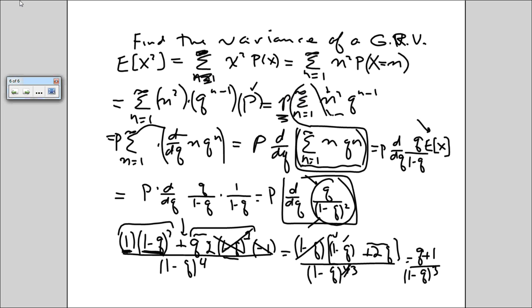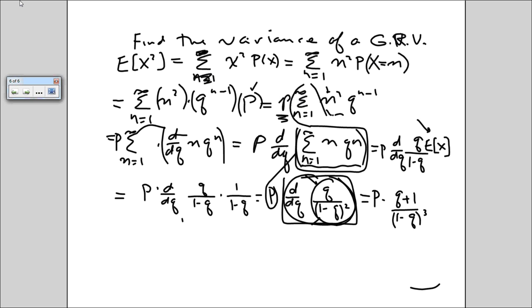So, this is equal to p times the derivative of q over 1 minus q, which is what I just did. I got q plus 1 over 1 minus q to the 3rd power. Okay, we're going to clean that up, write it down in terms of p's, and we'll be done. We will then have E of X squared, and we'll compute the variance from there.